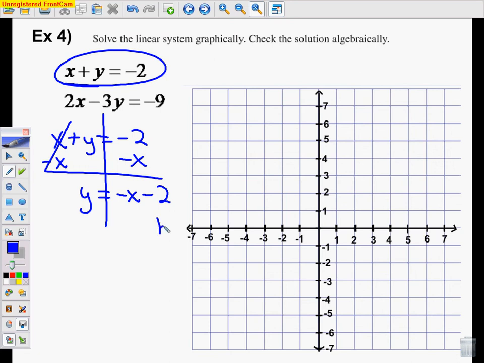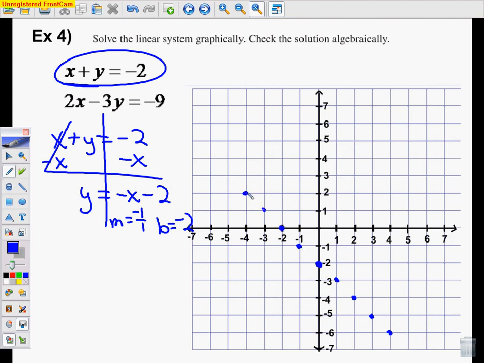What's the y-intercept? -2. What's the slope? -1. But once again, we want our slope to be a fraction, so we're going to write that as -1 over 1. So here we're going to graph -2 as our y-intercept, so we put that on the y-axis. And from that -2, we're going to graph our slope by doing a down 1, right 1 movement. Down 1, right 1. Or we could have also done, good, up 1, left 1.